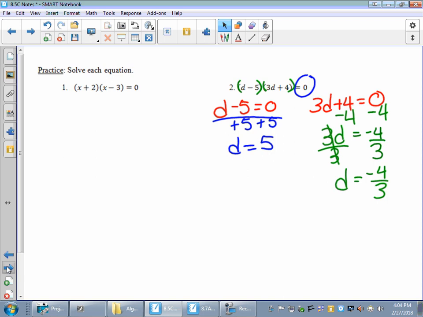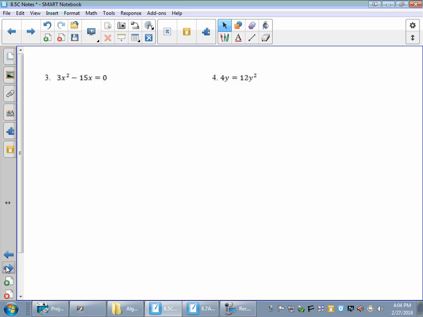All right, so we did example number 2. I have really strong faith that you can do example number 1 because they are both one-step equations. So let's move on and look at example number 4.